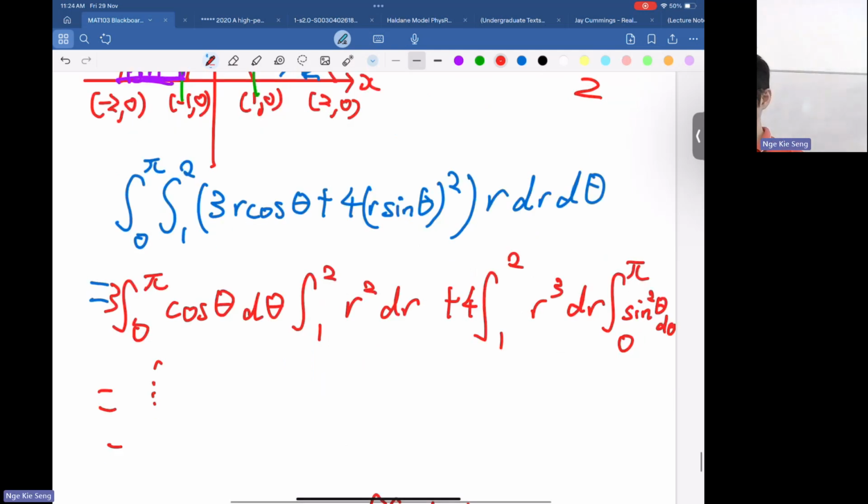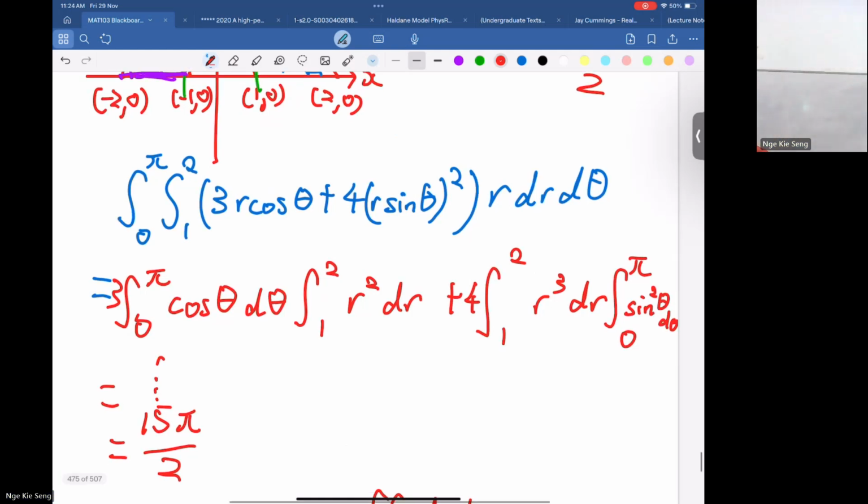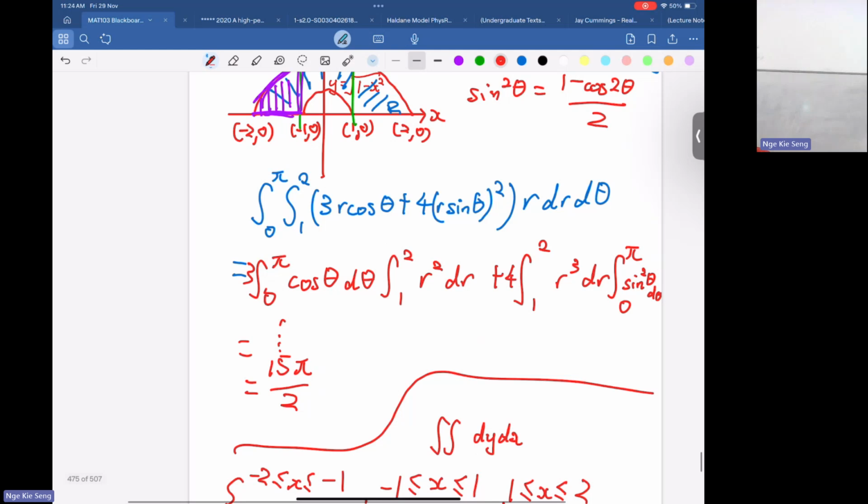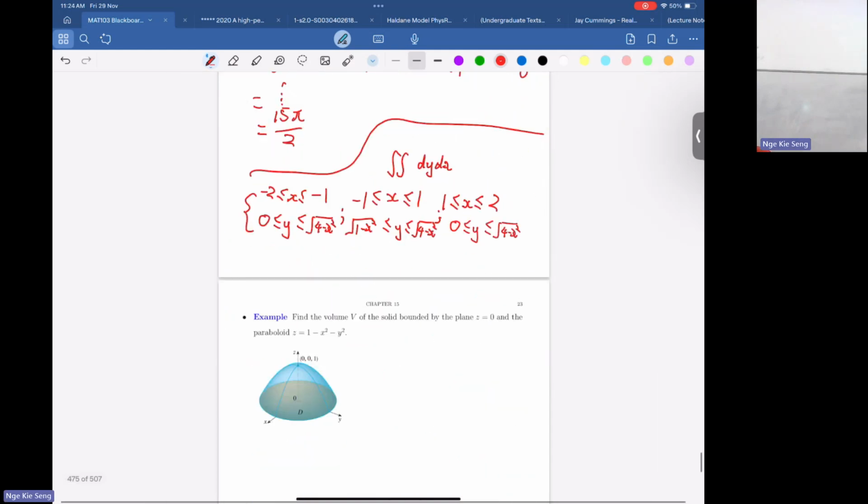Has anyone finished computing? 15 pi over 2. Okay, good. It's 15 pi over 2. Yeah, actually, you can do all of them together. If you cannot compute it, please check your integral.